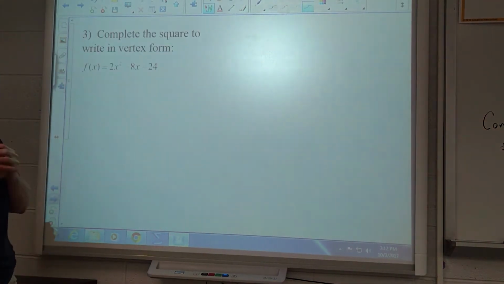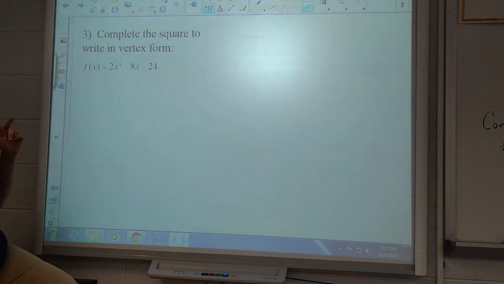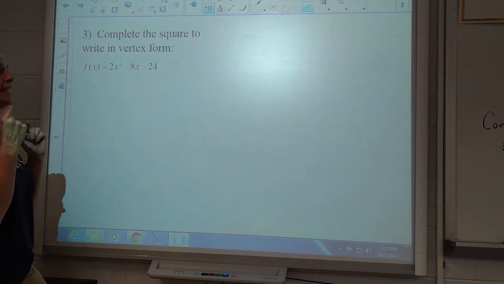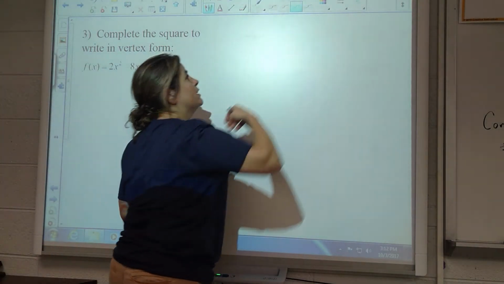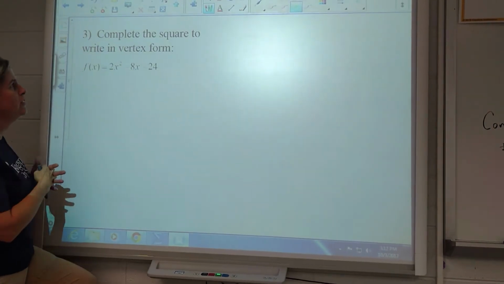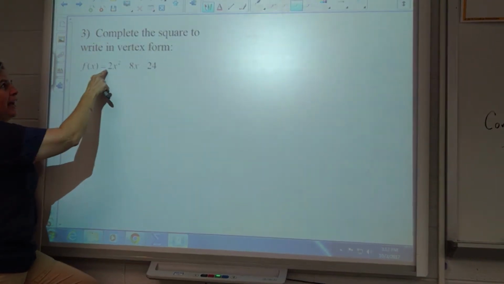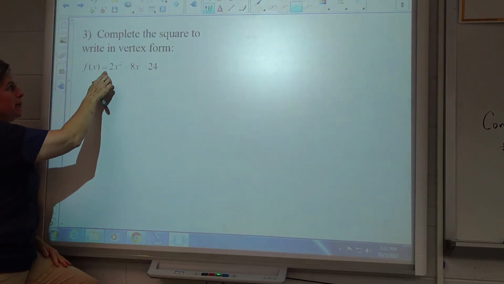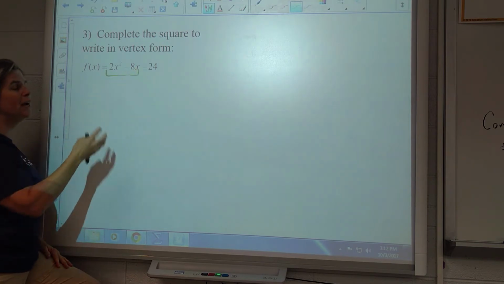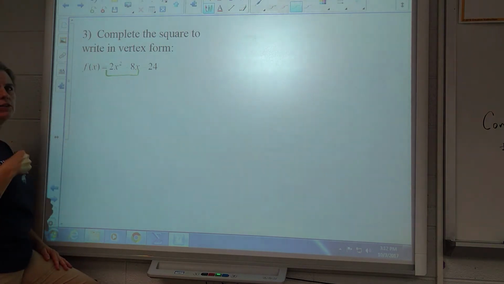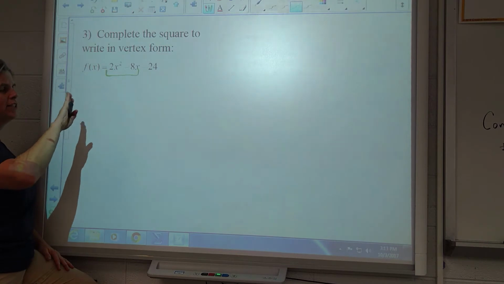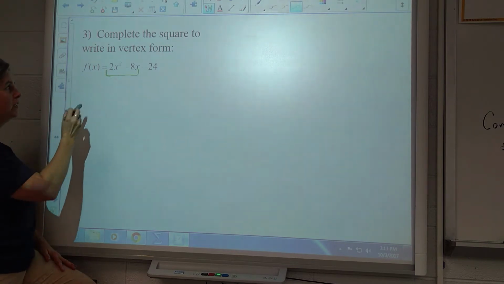All right, looking at example 3, this is a repeat of number 1. So all we're going to do is change it to vertex form. This is different than what we've done in the past, so please pay attention. We have not had a coefficient with our x squared in the past. We do have to factor, but we only factor away from the x values. That 24 does not get involved.